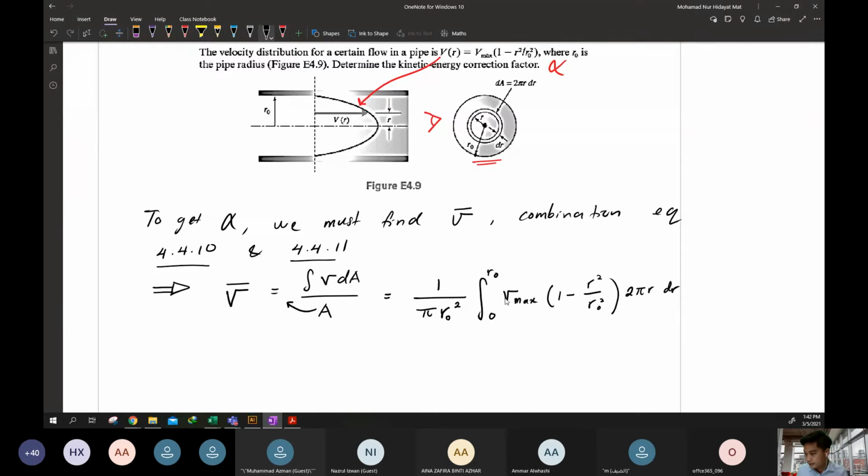Okay, so from here you can see Vmax is constant, so we can move it outside. 2π is constant, but r is not constant. So 2π we can move outside.